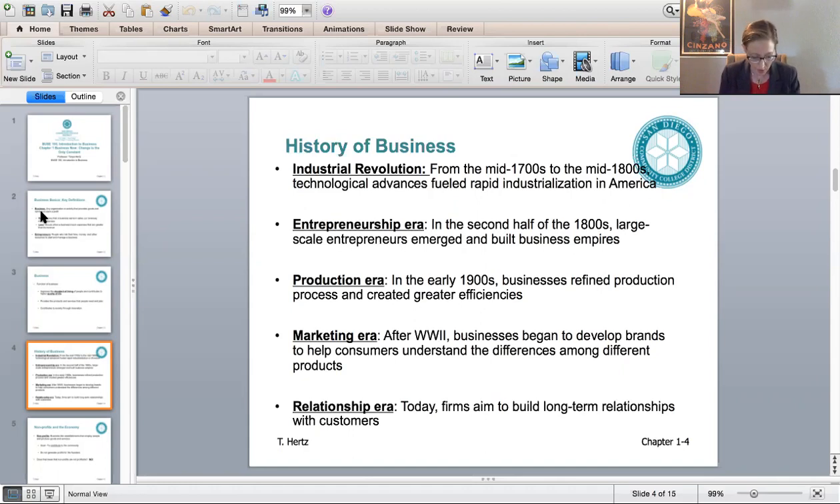Okay, so after the Second World War, markets shifted from a producer-centric attitude to a consumer-centric attitude by moving towards providing consumers with many more choices. This is the marketing era, the Mad Men era.